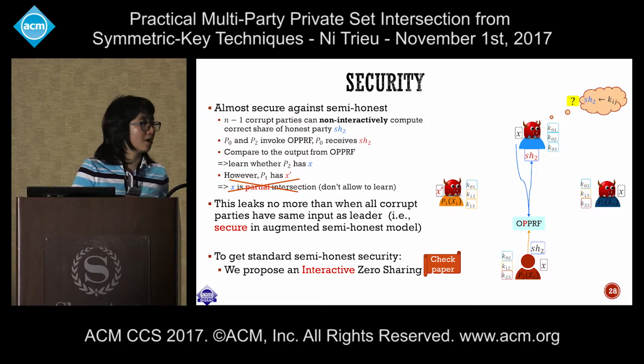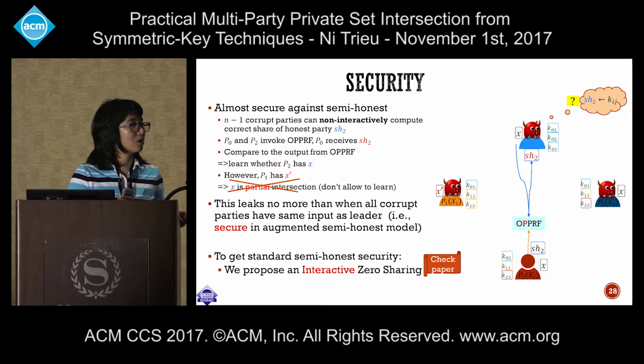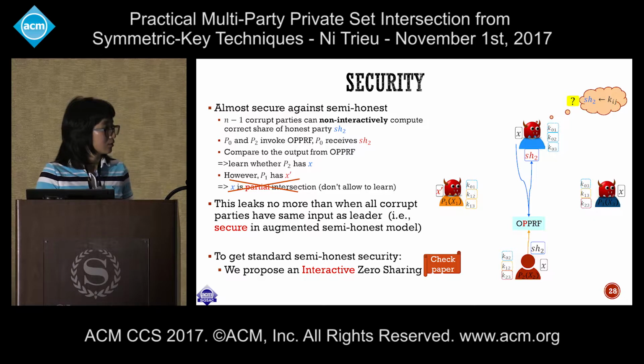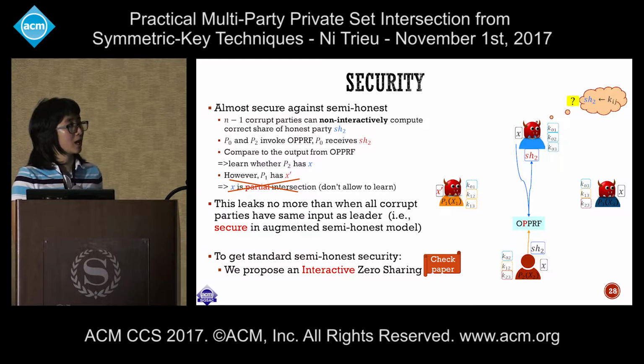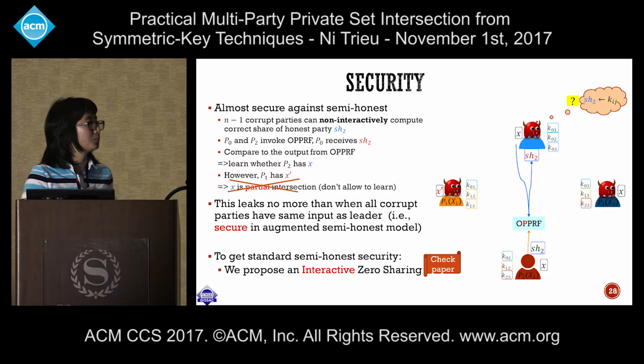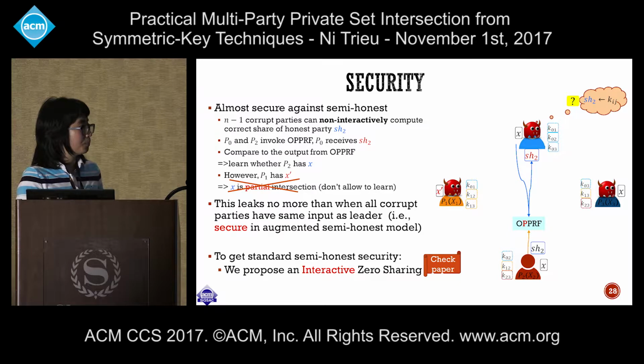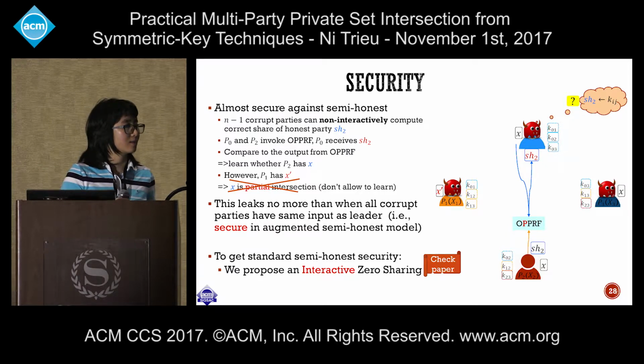And in our protocol, we have OPPF between P0 and P2. Because the leader has X and P2 has X, the leader receives a correct share of P2. Now the leader can compare two shares and learn whether P2 has X. And the important thing here is P1 has X prime. So X now is the partial intersection, so they are not allowed to learn here.